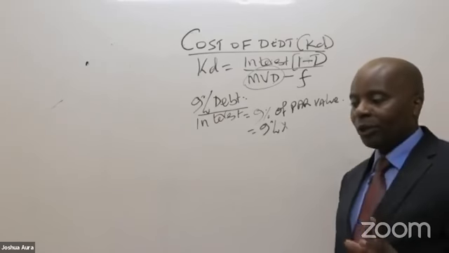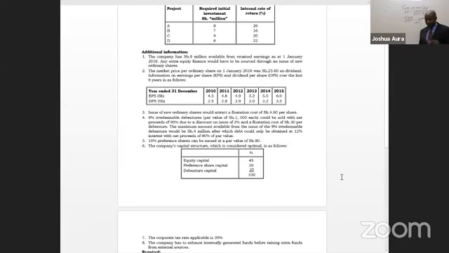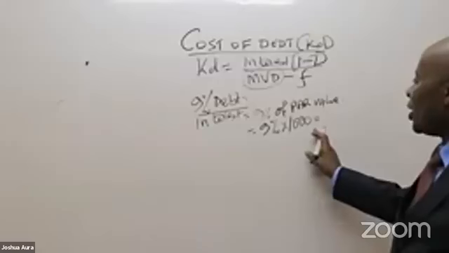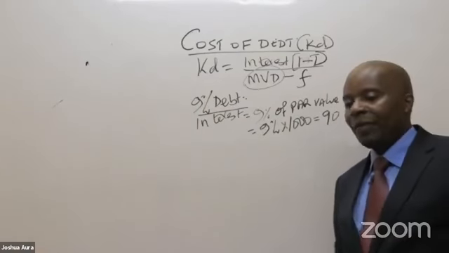We are told in note 4. Please go to note number 4. Note number 4: 9% irredeemable debentures whose par value is 1,000. So the par value here is 1,000. So the 9% of 1,000 will give me 90 bob.